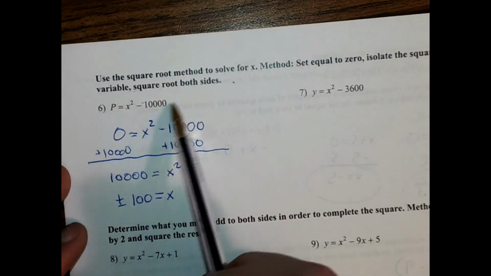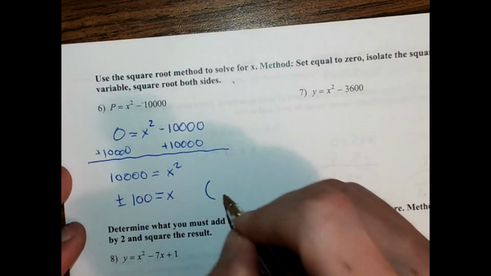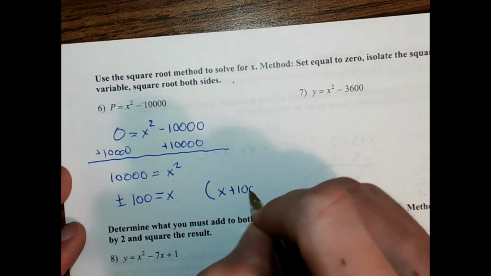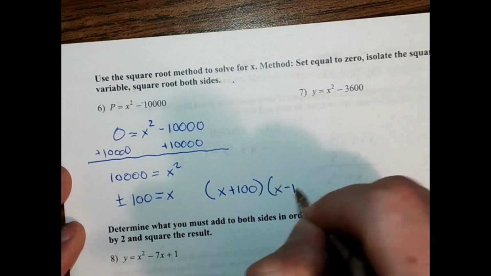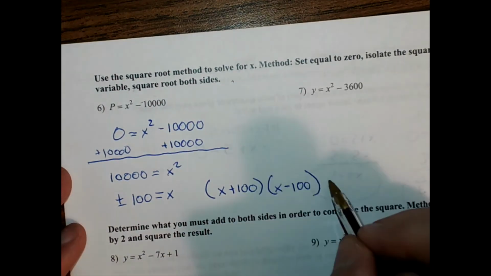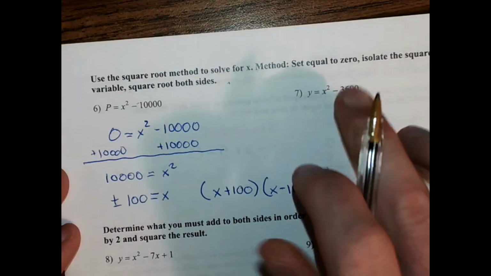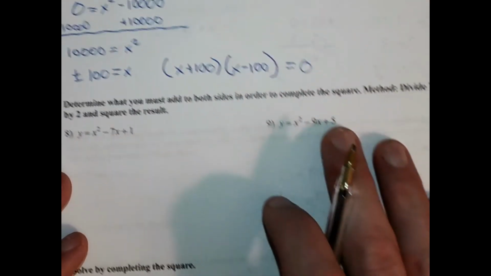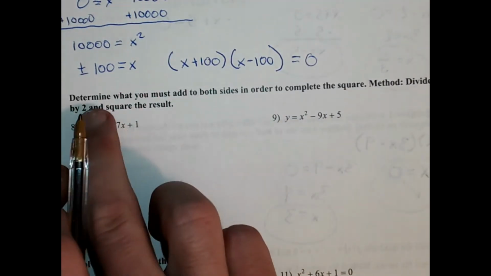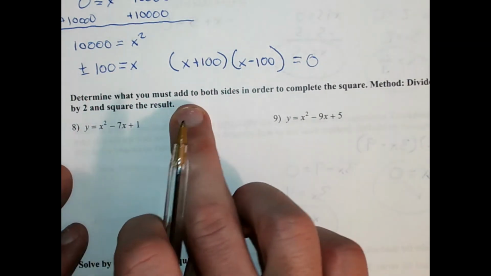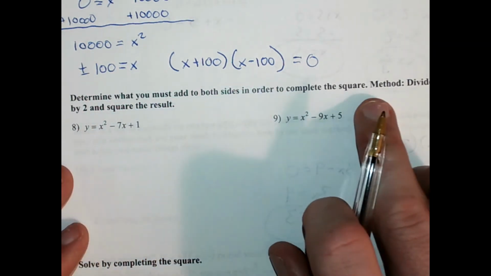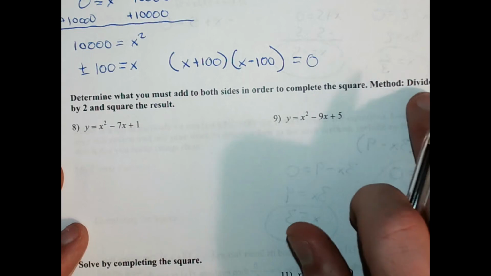And you should notice, or maybe recognize, that as the difference of two squares. And you would really solve this one in the exact same manner. Here the question is to determine what you must add to both sides in order to complete the square. And then I've explained the method.